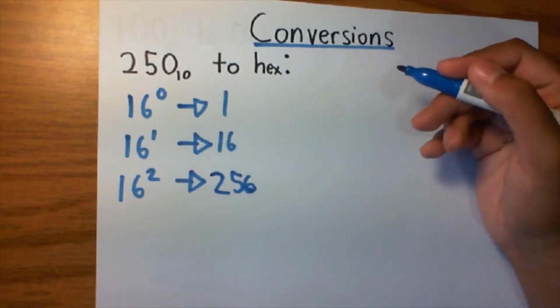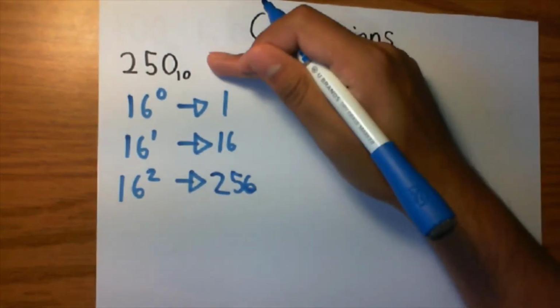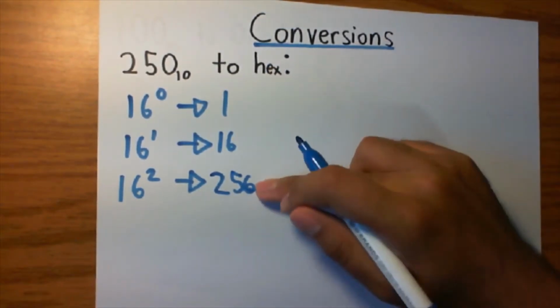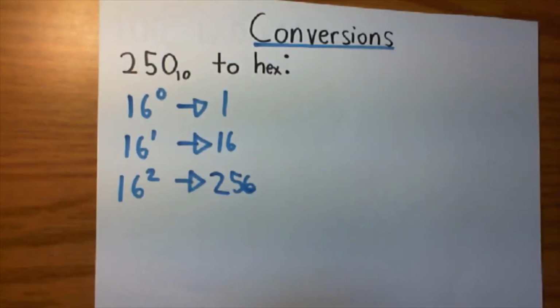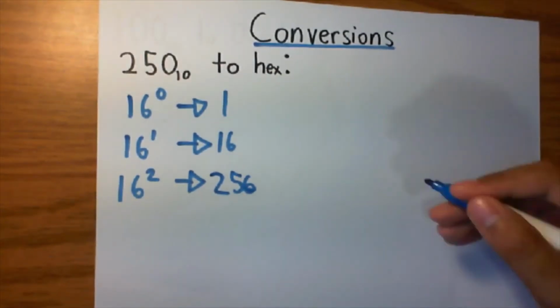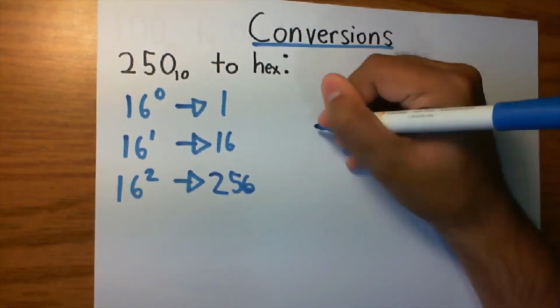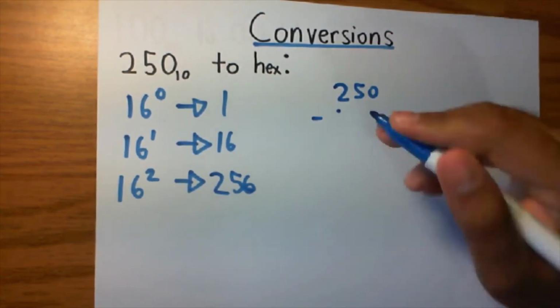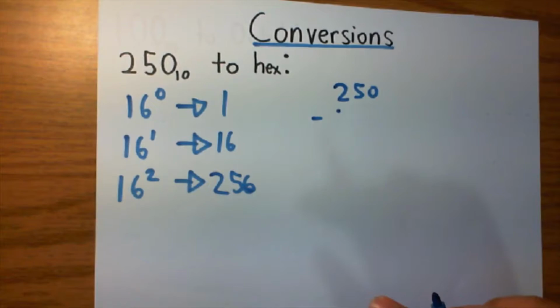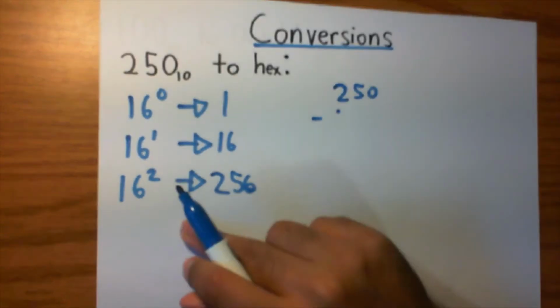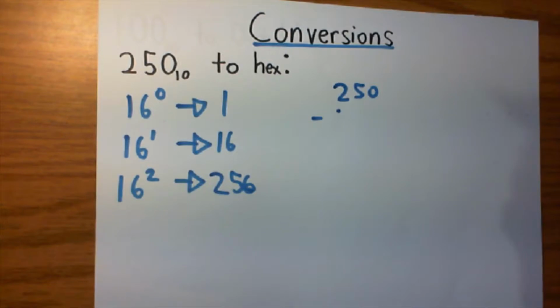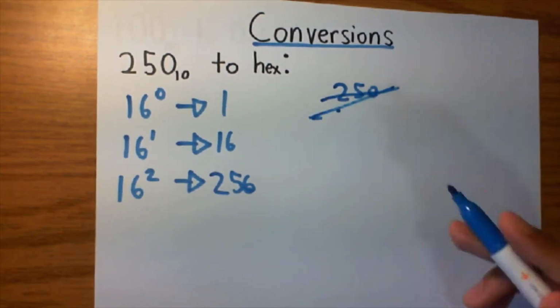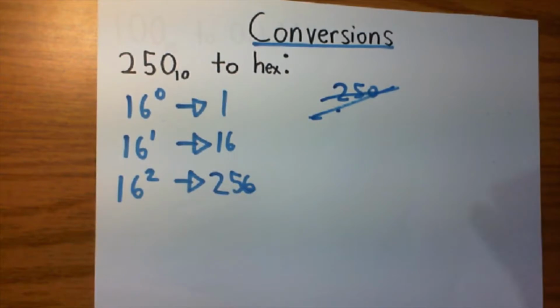So for 256, you know that that is less than 250. So these are all in base 10 right here. It's easy to think about these in terms of base 10 because we're so used to it. So what you do is 250 minus, actually, my mistake. We don't actually need 256. So what we're going to do is see how many times, so let's cross this out actually, 16 is less than 250.